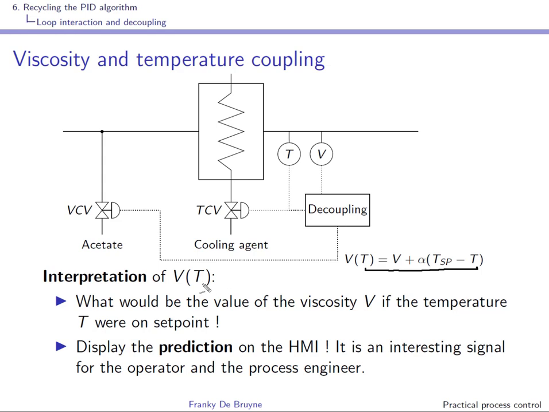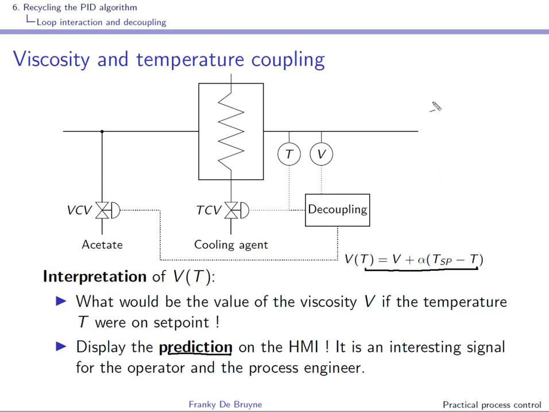And the interpretation of this signal is that this is the value of the viscosity once the temperature controller will have done its job and brought the temperature on set point. It is a prediction that you should bring on the human machine interface, because this is an interesting signal for the operator and the process engineer.